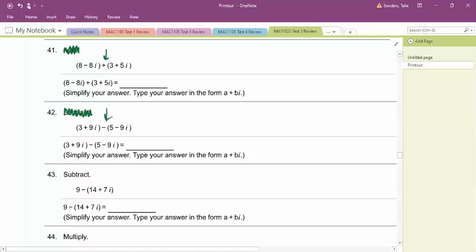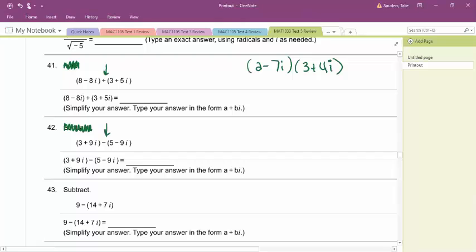Okay, what if I made up, I'm just going to make up a random problem. 2 minus 7i times 3 plus 4i. Even if there were no instructions, what operation am I doing there? Multiplication. Okay, how did you know I was multiplying there? Just from previous classes, I guess. Yeah, if there's no sign there, the assumption is that it's multiplication.